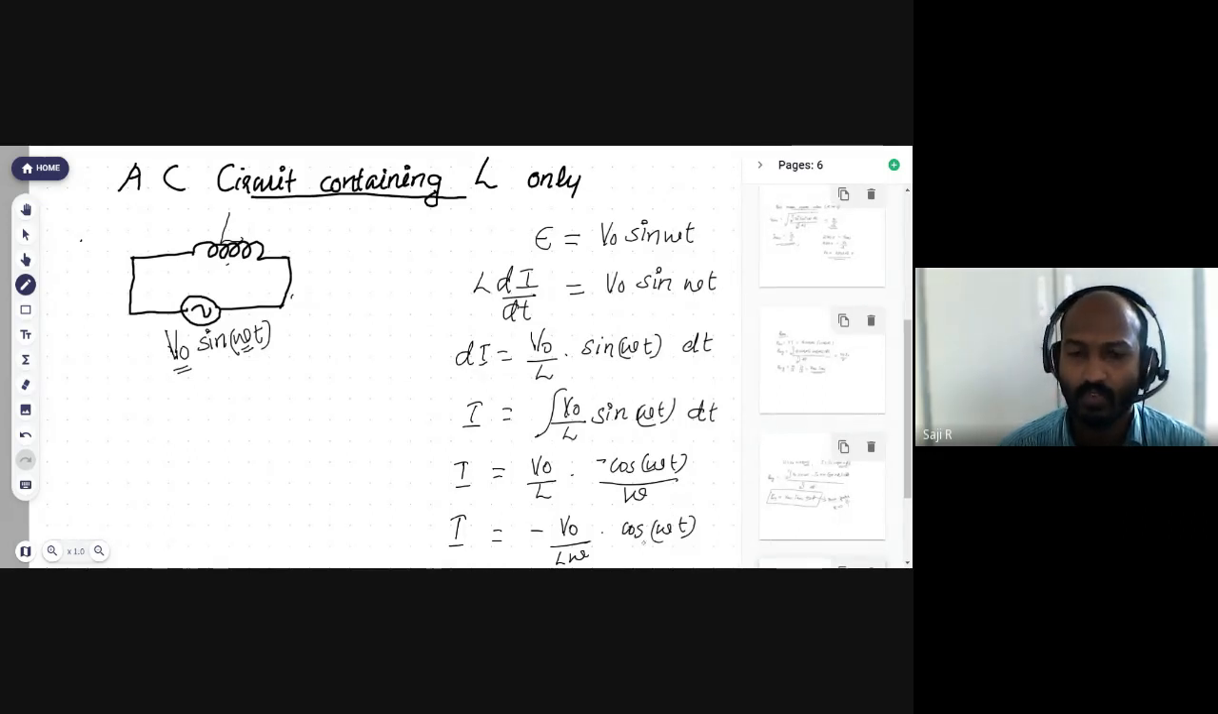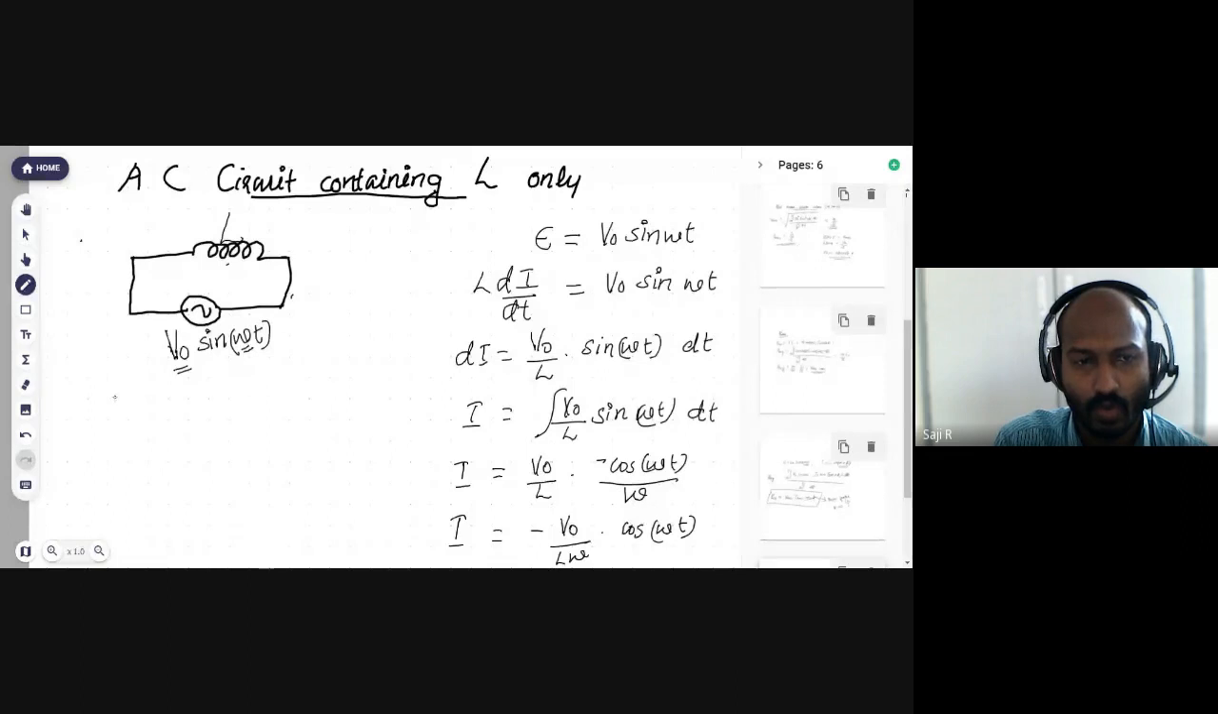So this is the equation for the current. We are getting I as V0 by L omega into cos omega t. Here we know that the applied voltage is V0 sine omega t. So the phase of the voltage is omega t. But the voltage is represented in terms of sine, while the current we are getting in terms of cos. It means that there will be a phase difference between voltage and current. To understand the phase difference clearly, we have to convert this cos into sine.